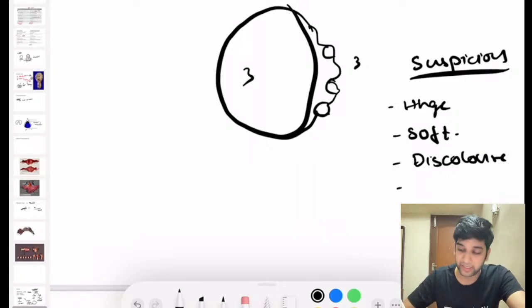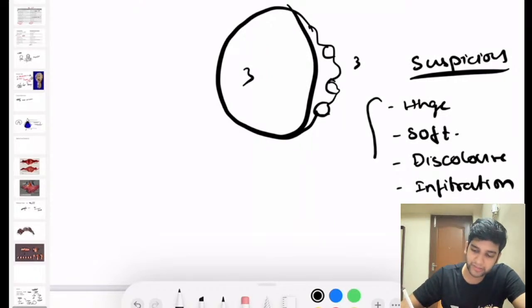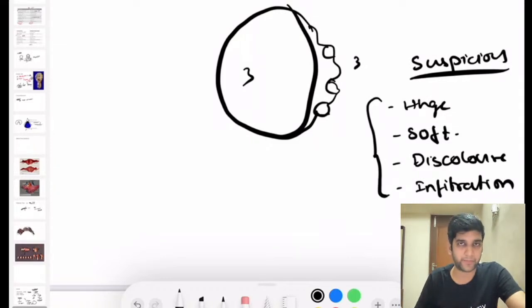If you feel it's not well circumscribed, it's infiltrating and it's been cutting off, right? When you see infiltration, and this infiltration is especially useful for a hysterectomy specimen rather than a myomectomy specimen. Fine. Okay. So all these warrant more sampling.